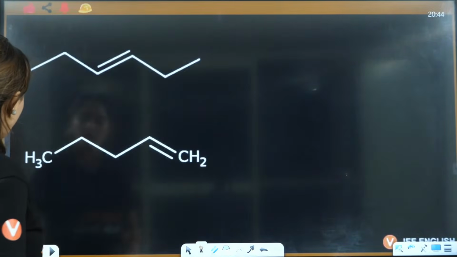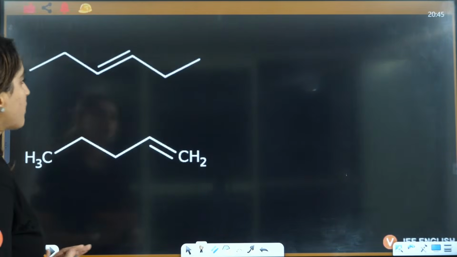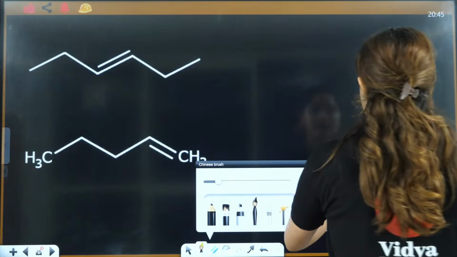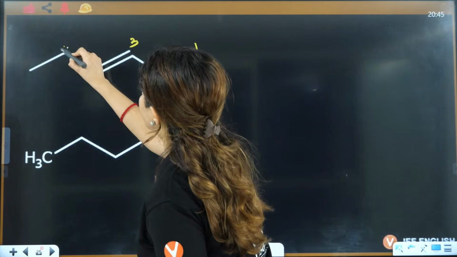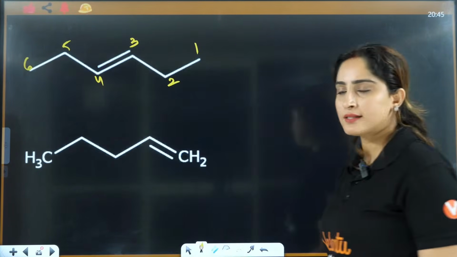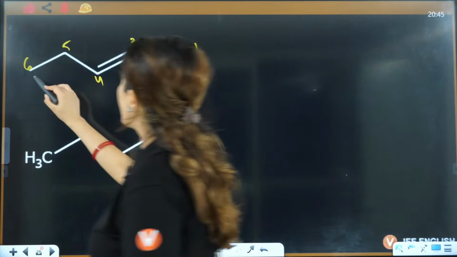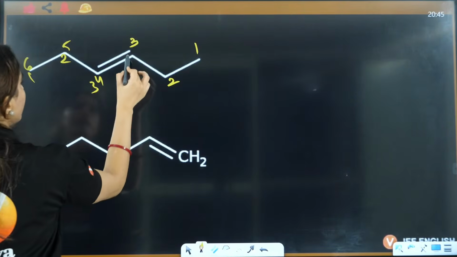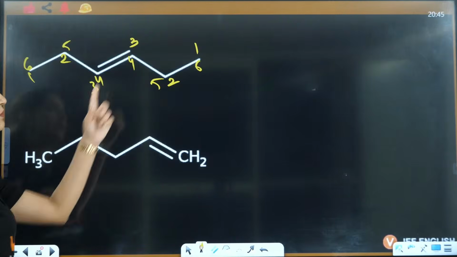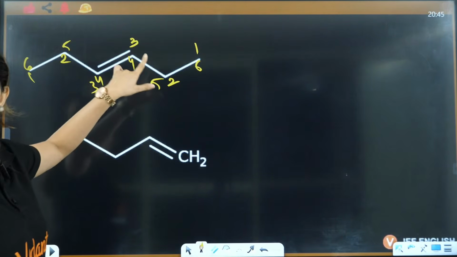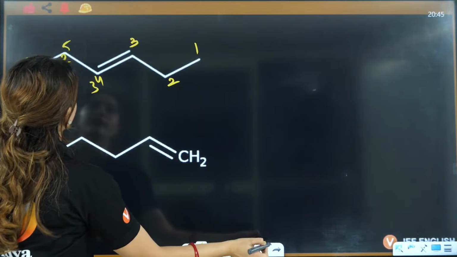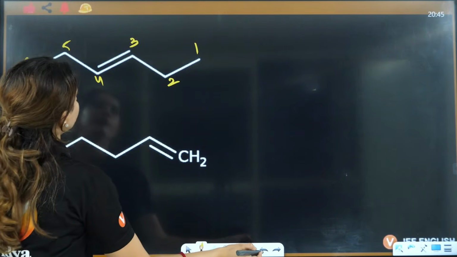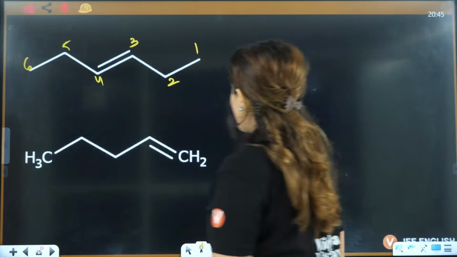Now let's see how you're going to answer this. When you see this here, it should be 1, 2, 3, 4, 5, 6. Either this is possible, or you can number it the other way, 1, 2, 3, 4, 5, 6. In both cases, the alkene is starting from the 3rd position. So whatever you choose will be correct, because there is no difference. So I'll choose this one.